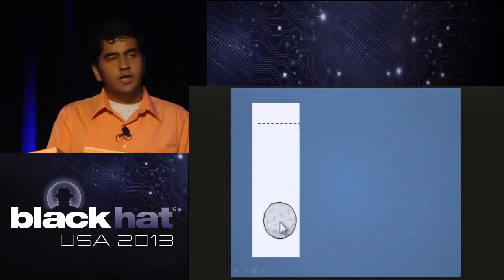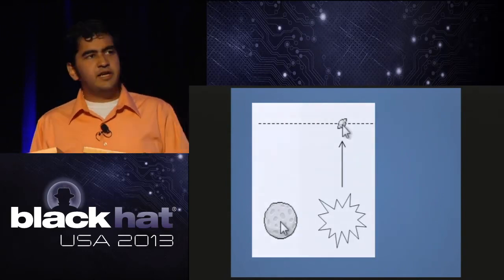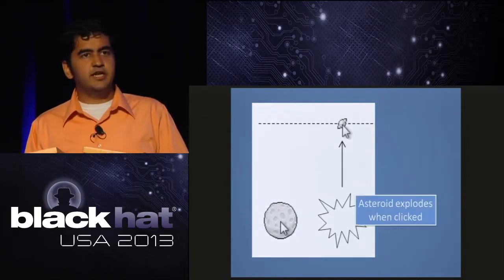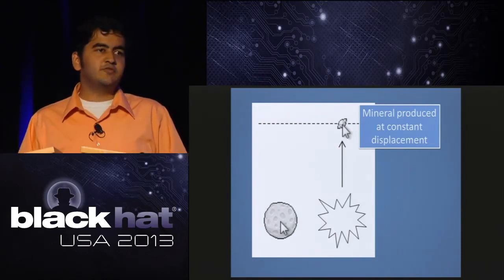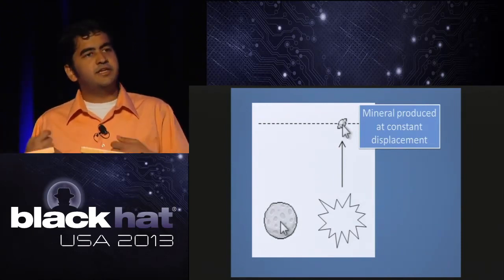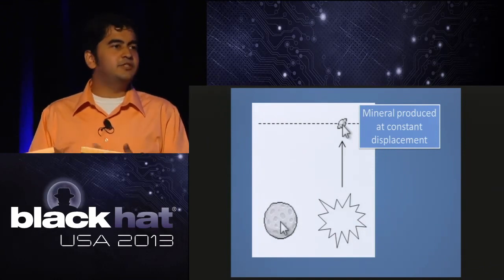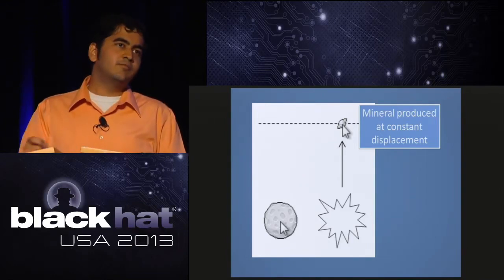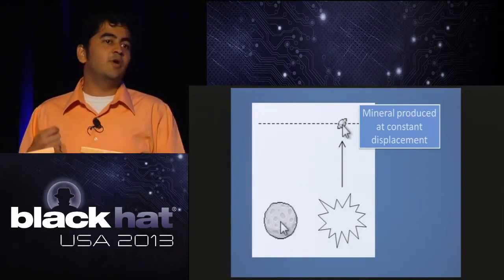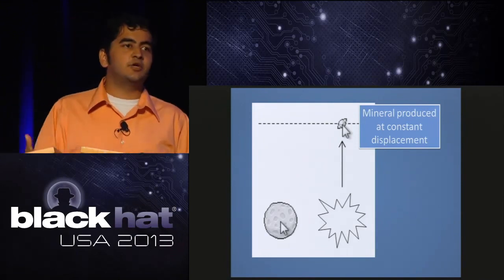So what's happening here? Well, this is the illustration of the same thing. Player is presented with an asteroid. When the player clicks on it, the asteroid explodes and a mineral pops out. The mineral is produced always at a constant distance from the asteroid. Now we get the user to do this game again and again and again. After a while, the user gets used to it. His motor system adapts to doing this click, move, click action again and again very quickly. The user's motor system adapts to do this in a single shot, in a single stroke.